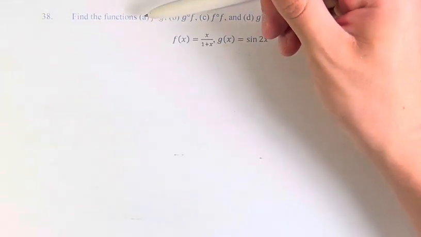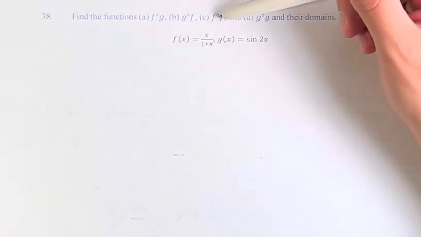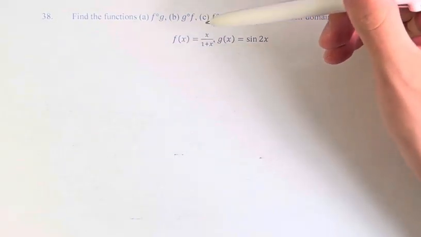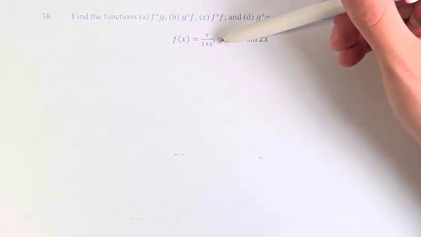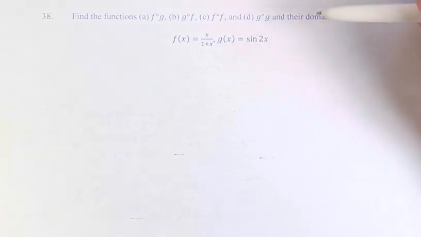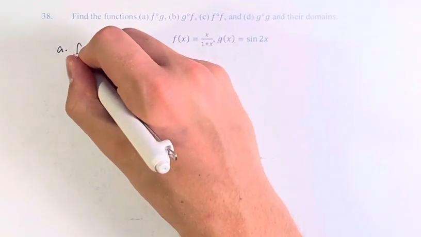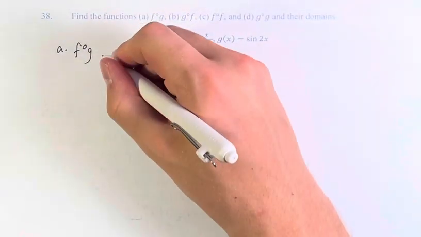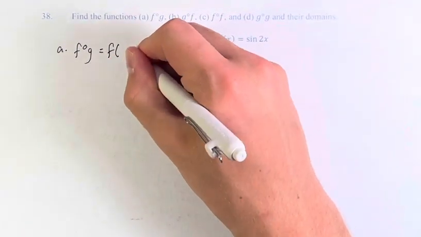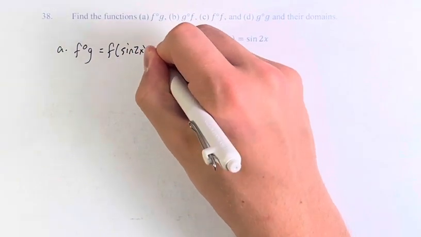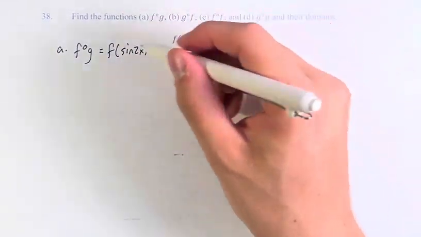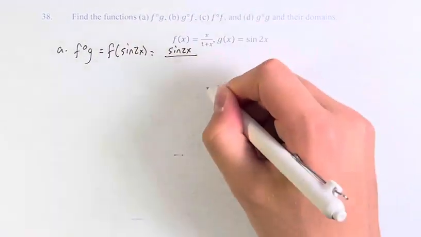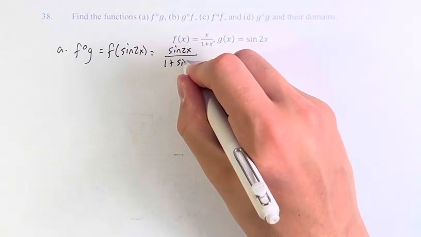In this problem, we're asked to find the functions f of g, f of f, g of f, g of g, and their domains, for f of x equals x over 1 plus x, and g of x equals the sine of 2x. So first we have f of g. This is f of g of x, which is the sine of 2x. Therefore, plugging in the sine of 2x for x, we have the sine of 2x over 1 plus the sine of 2x.